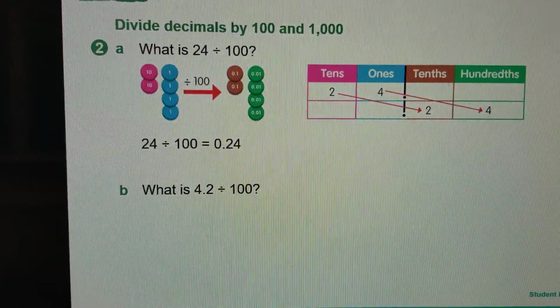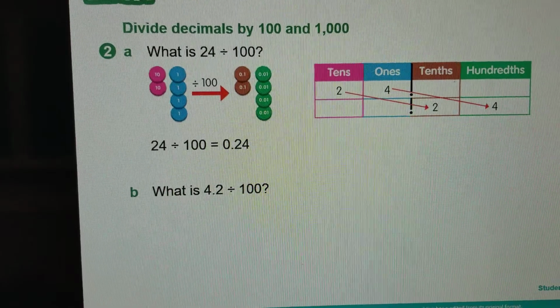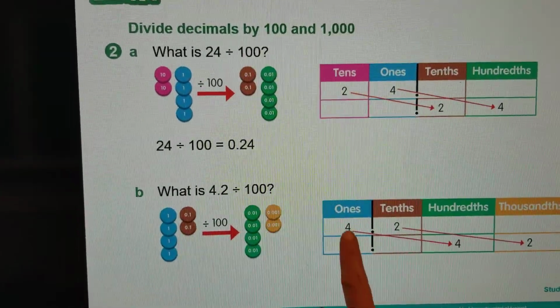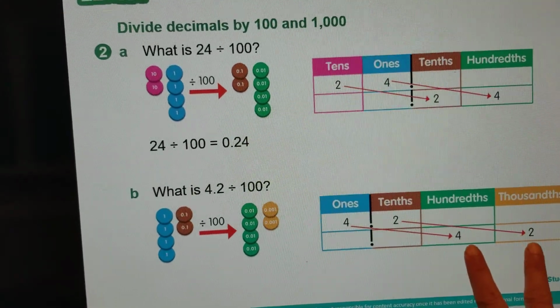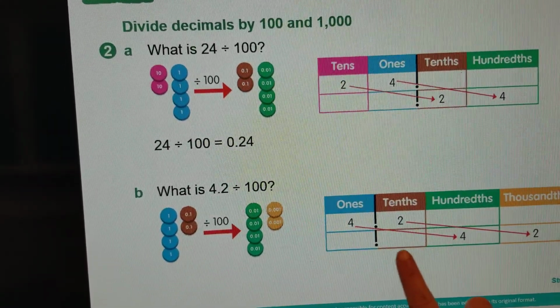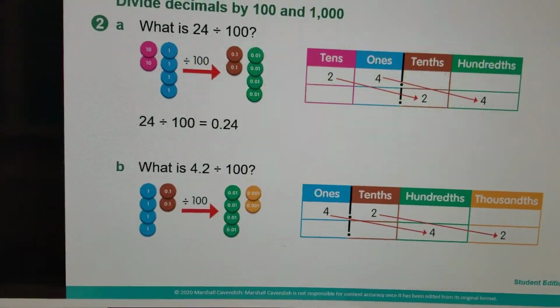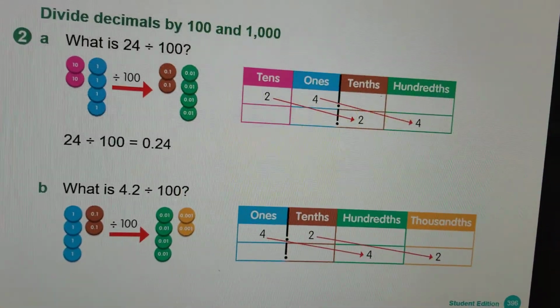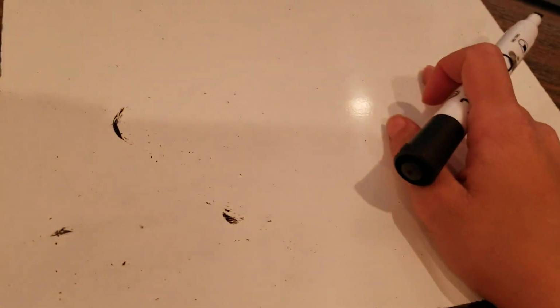Oh, sorry, I read that wrong. So what is 4.2 divided by 100? 4.2, right? Divided by 10, divided by 10. So it's 0 and 42 thousandths. I'll do that one on my board. Let me erase it. Sorry, I'm shaking the phone. Okay.